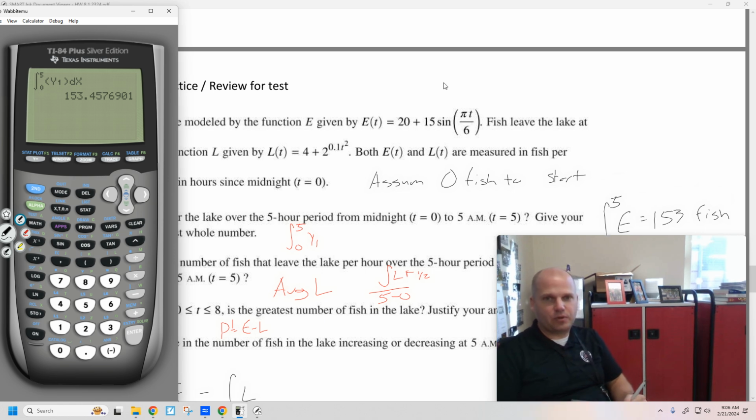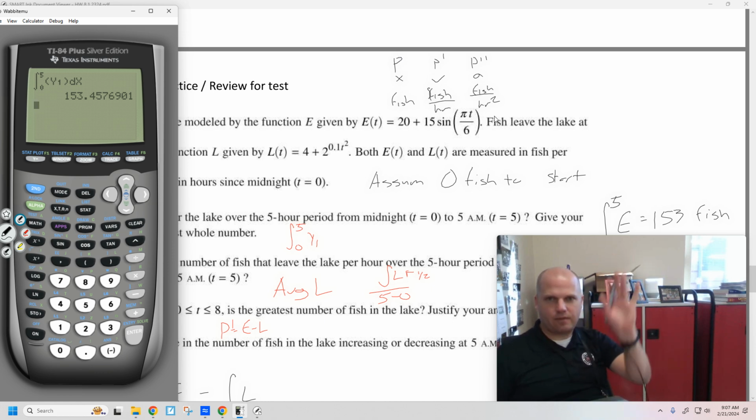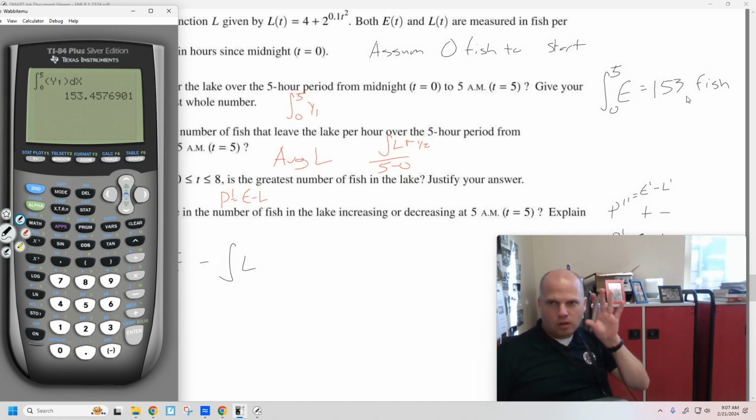If you wanted to help yourself out: P prime, P double prime; X, V, A; F prime, F double prime. Fish per hour, fish per hour squared, right? It makes sense, this stuff, like a position, a velocity, an acceleration. F prime, F double prime. I've accumulated a rate, I get a total. This is not fish per hour, just fish.